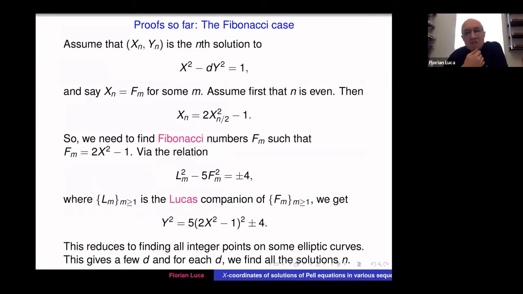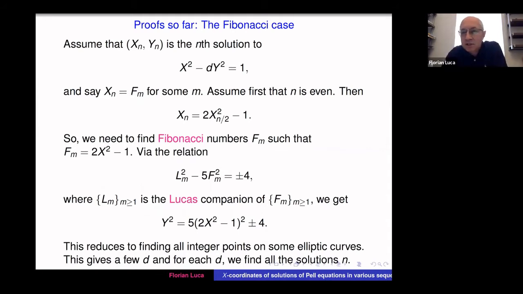Proofs. Let me give you some ideas of how the proofs go. The proofs, at the beginning, were quite complicated. They were a collection of tricks. For example, we take the nth solution to this equation, and suppose that I'm doing just the Fibonacci case. It turns out that these members, the X coordinates of the Pell equation, satisfy various relations among themselves.